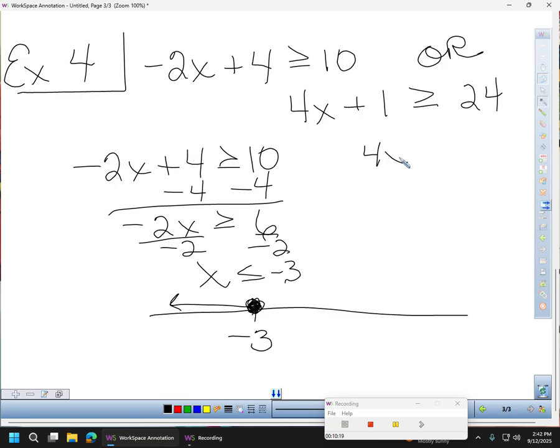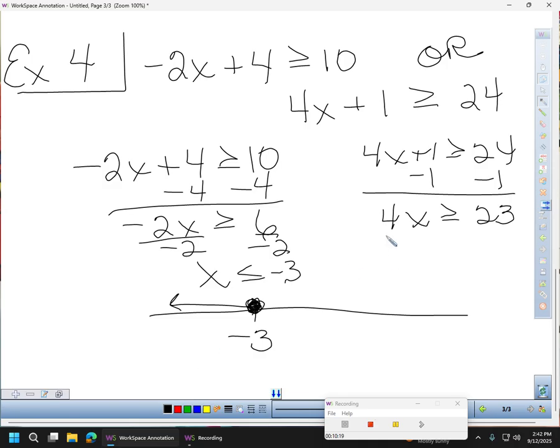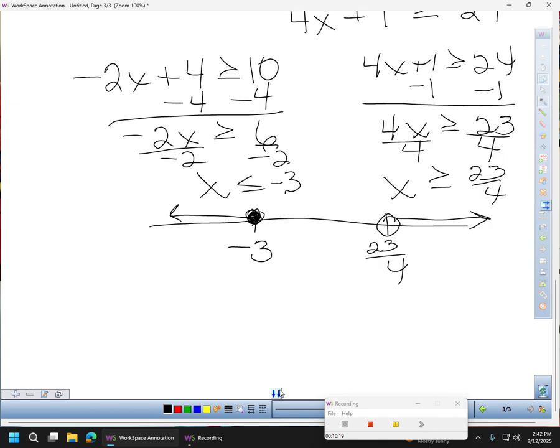Okay, second half. Here, I have 4x plus 1 is greater than or equal to 24. I start by subtracting 1. So 4x is greater than or equal to 23. Good. X is greater than or equal to 23 over 4. On my number line at 23 over 4, do I have an open or closed dot? Open, and it goes to the right. So again, two inequalities, two pieces on the graph. How many interval notations?